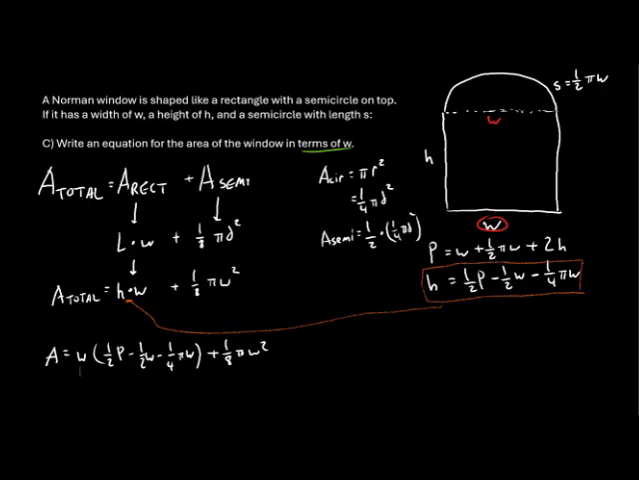Let's take that w on the outside of that parentheses and distribute it to all three terms that are inside. We'll take w times 1/2 p, and this gives us 1/2 pw. We'll take w times negative 1/2 w and get negative 1/2 w squared. Then we'll take w times negative 1/4 pi w and get negative 1/4 pi w squared. And then we'll add the extra 1/8 pi w squared.